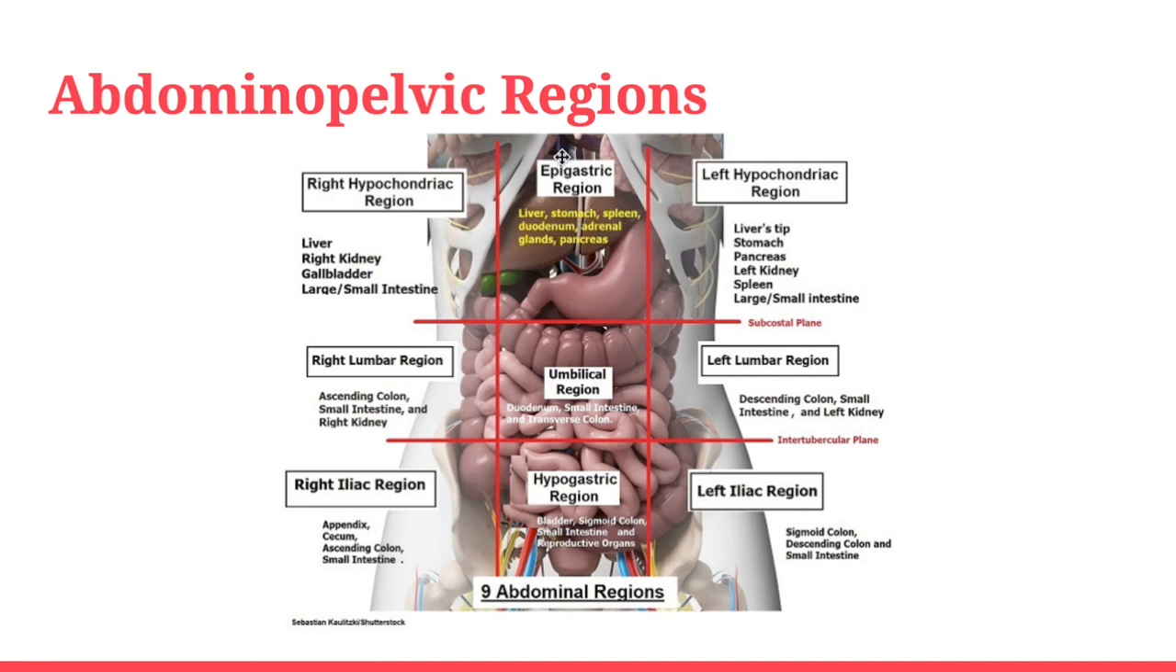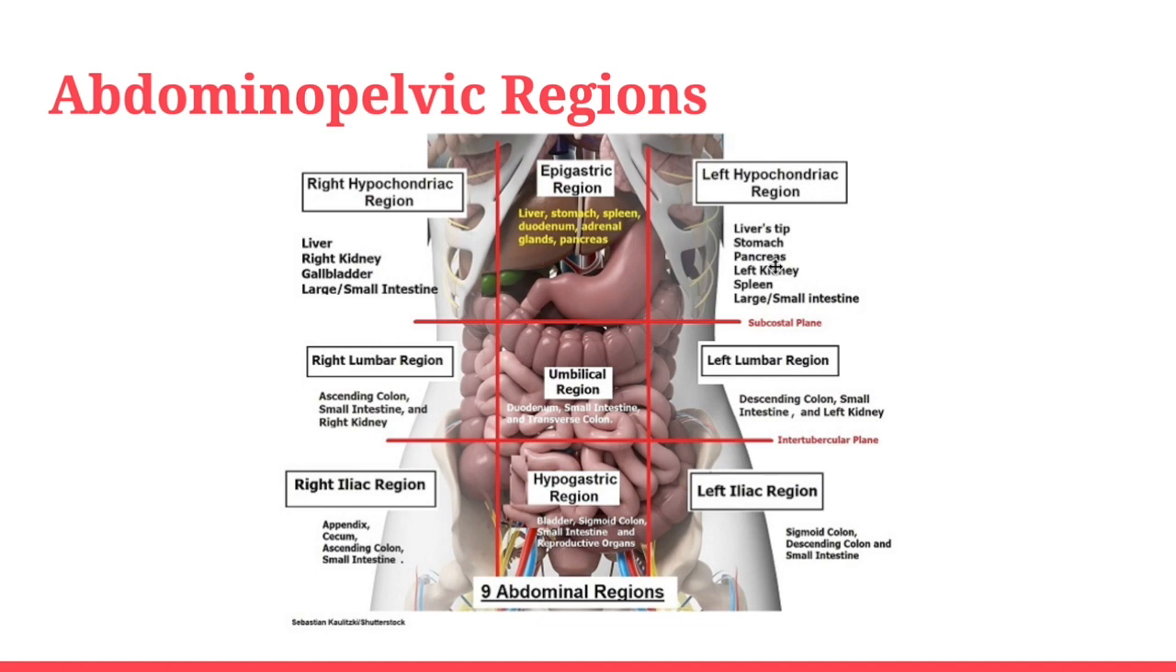In the middle here, we have upper middle, we have the epigastric region. It's going to have the liver, stomach, spleen, duodenum, which is part of the small intestine, adrenal glands, and the pancreas. In the middle, you're going to have the duodenum, part of the small intestine, as well as the transverse colon, which we have right here. Hypogastric is going to have the bladder, which would be down here. The sigmoid colon over here, part of the small intestine, and reproductive organs, which you can't really see on this diagram.